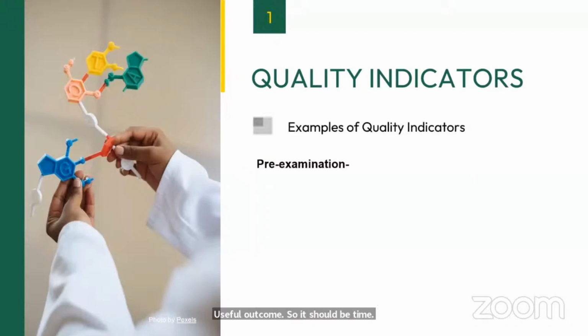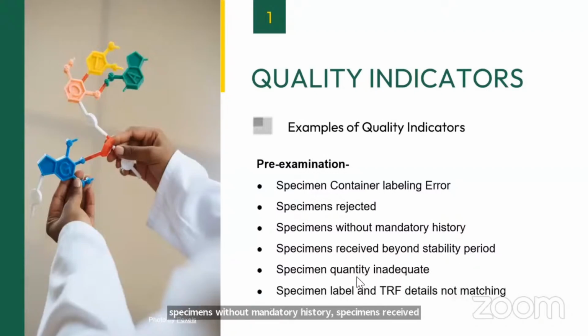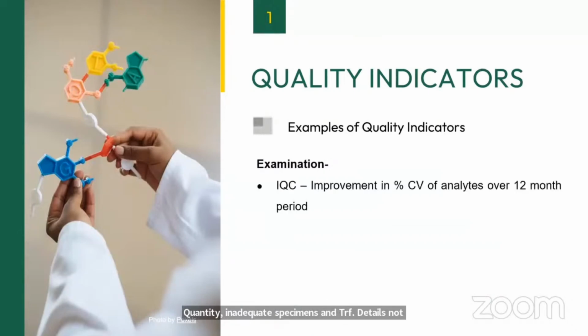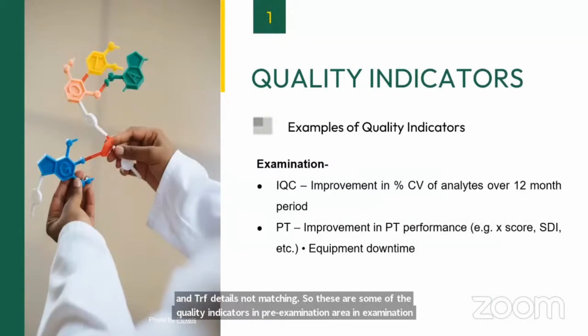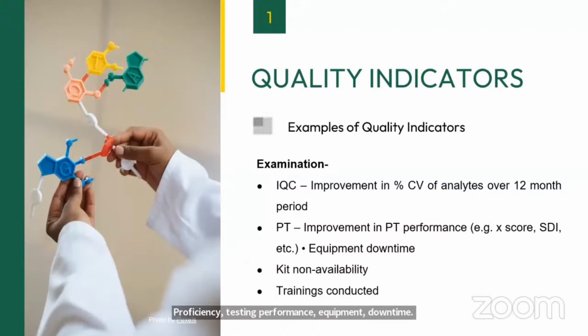Examples of quality indicators. Here we have included some examples of quality indicators from pre-examination stages, like specimen container labeling errors, specimens rejected, specimens without mandatory history, specimens received beyond stability period, specimen quantity inadequate, specimen labels and TRF details not matching. So these are some of the quality indicators in the pre-examination area. In the examination area, improvement in percent CV of analysis over a 12 month period, improvement in proficiency testing performance, equipment downtime, kit non-availability, trainings conducted. These are some of the quality indicators in your examination areas.